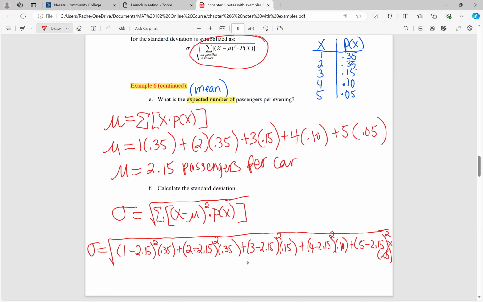So 5 minus 2.15 squared times 0.05. This seems like a lot, right? And this is only 5 values. Imagine if you had a discrete probability distribution that had 50 x values in it and you had to do this 50 times. So I am going to show you there's a shortcut on the calculator in order to find the mean and the standard deviation, but I like to show you how to do it first by hand because then it makes sense. And then we can make our lives easier and I'll teach you how to do it in the calculator.